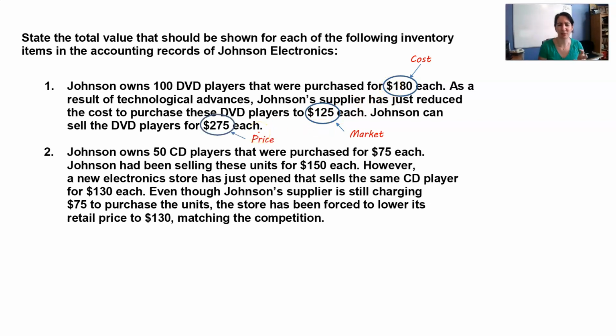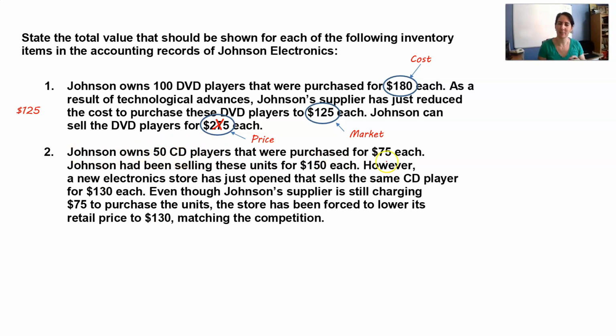$275 is actually a sales price. I don't care about that. I don't care what I'm selling it to the end person for. The question is, how much can I get another one for? Replacement cost, right? Market stands for replacement cost. So if that's the case, I need to bring it down to $125. I'm going to have to do that journal entry to bring it from $180 to $125.